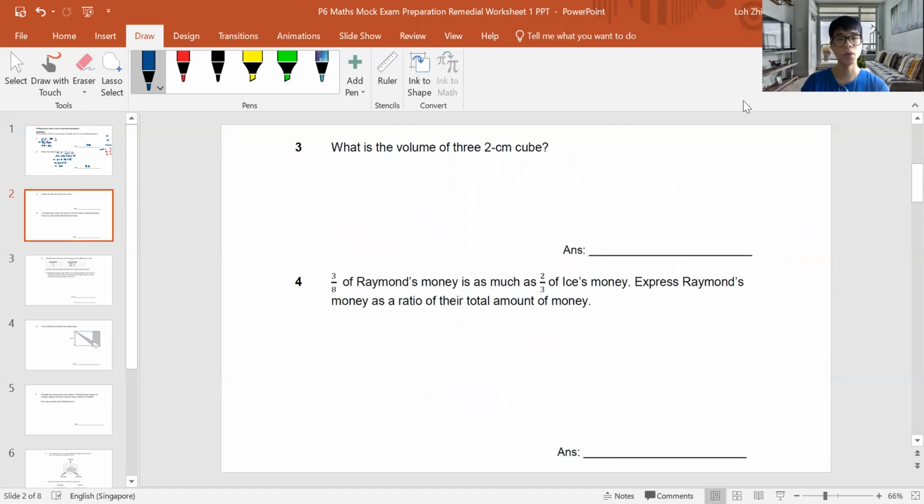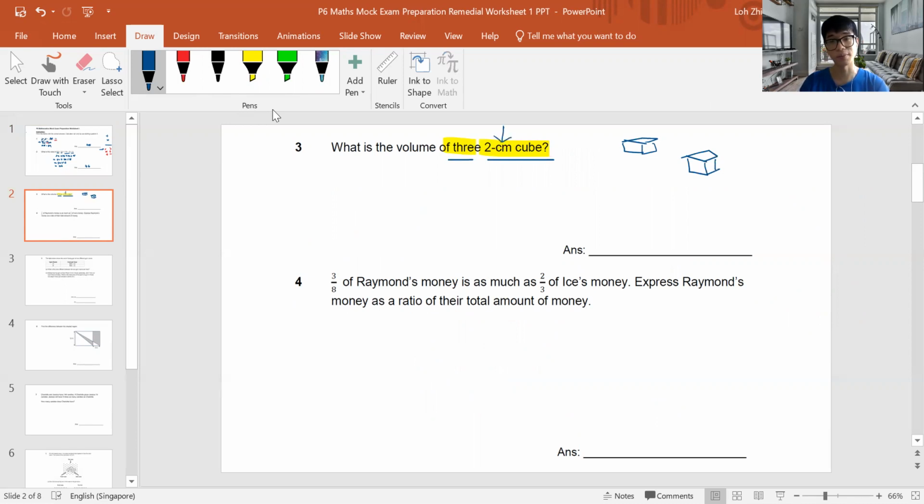Here it is asking, what is the volume of 3 2 cm cubes? Basically, you know that this is a 2 cm cube. Sorry, it's not like a cube. Let me just do it properly. Okay, this is the unit cube, and we know it's 2.